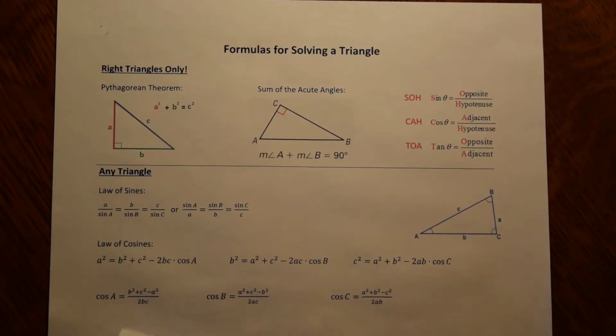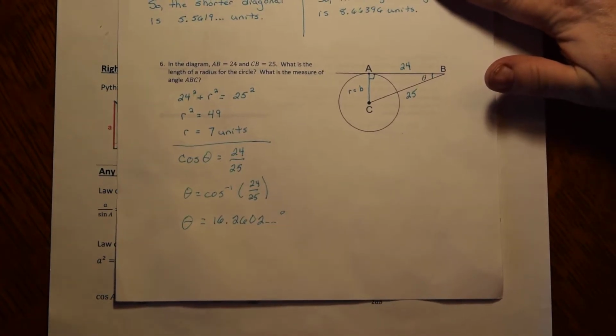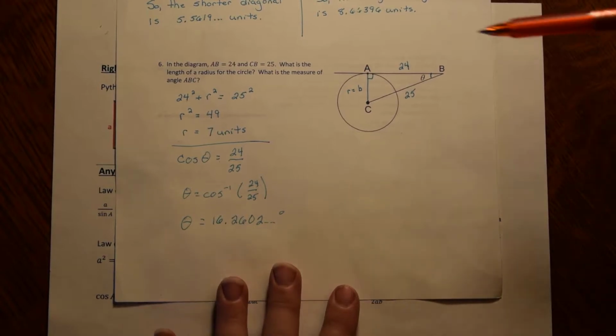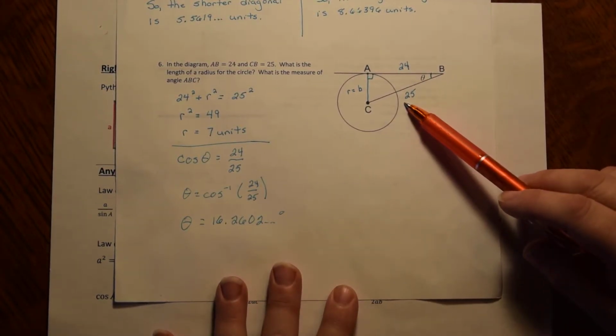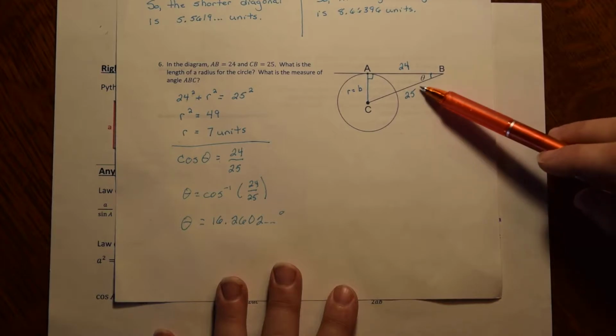Welcome back. I hope you've had time to do problem 6. So let's talk about it. In the diagram, we know AB is 24 and CB is 25. What is the length of the radius of the circle, and what is the measure of angle ABC? In other words, theta.